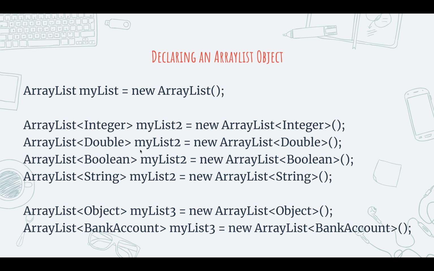So rather than using the primitive types, we have to use the wrapper class equivalent. This is the Integer wrapper class. This is the Double wrapper class. This is the Boolean wrapper class. String is the same because, as I told you, it's already an object, a String object.